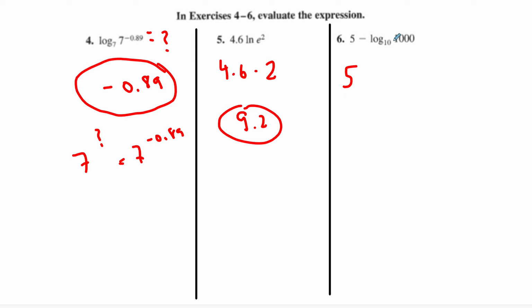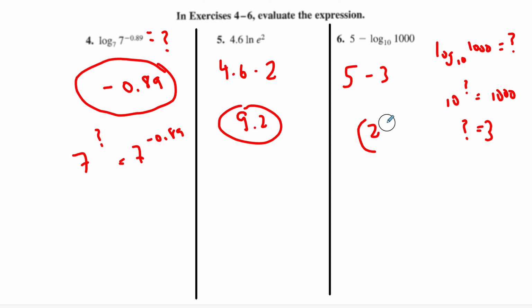5 minus, so let's look at this. Log base 10 of 1,000 equals what? 10 to what power is equal to 1,000? Well, to get 3 zeros, that means the question mark has got to be 3, which means that this whole mess is equal to 3. So my final answer is 5 minus 3, or 2.